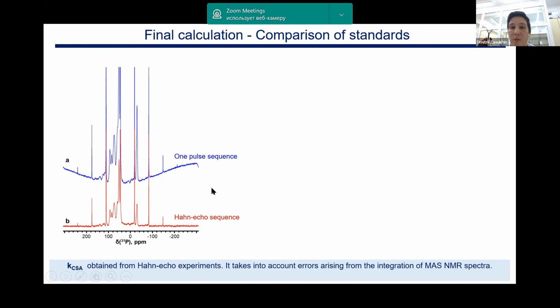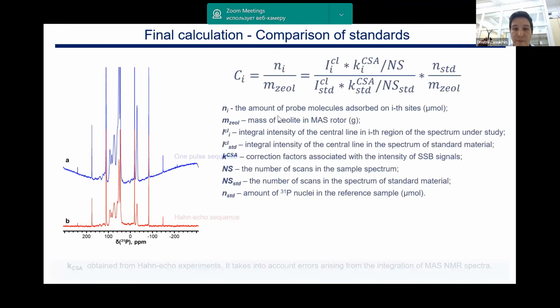Then we multiply the intensity of the central line obtained from one pulse sequence by this constant to obtain the quantitative integral. The final equation is here. In fact, it is the proportion between the intensity multiplied by the obtained constant and the normalization on the number of scans. But at the same time, we take into account all the corrections described above.